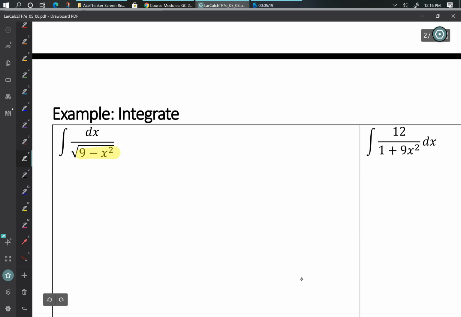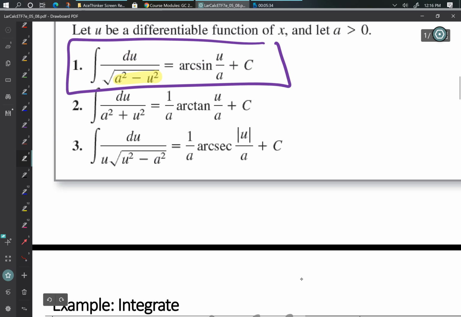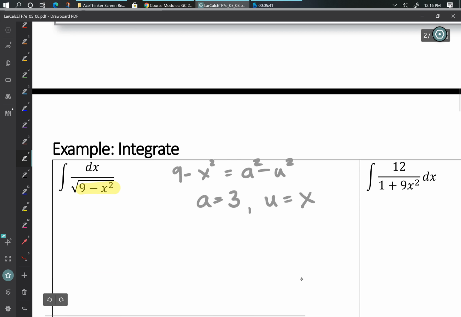So I can think of 9 minus x squared as that a squared minus u squared from the problem. So then a would be 3, u would be x, and then I should be able to take this straight to the answer because I've identified the a, the u, all the pieces and parts needed there. Okay? Because if u is x, then the du is the dx for my numerator there.